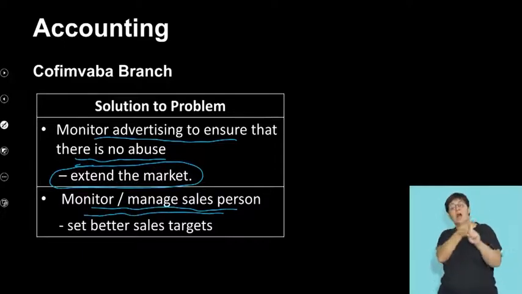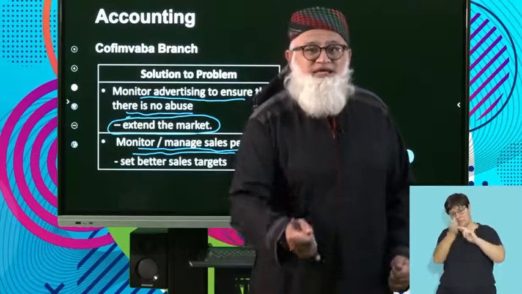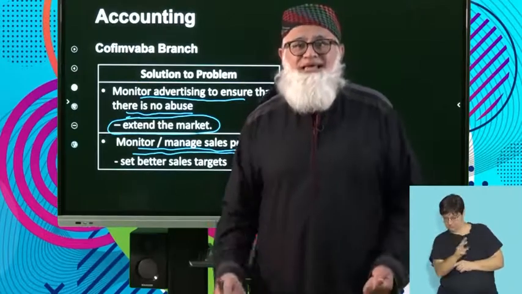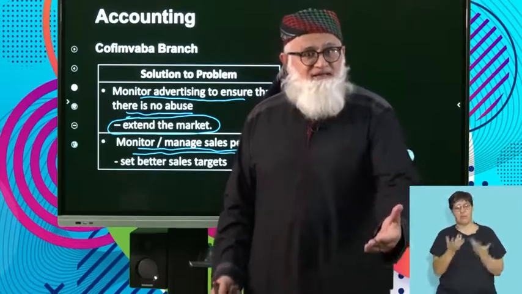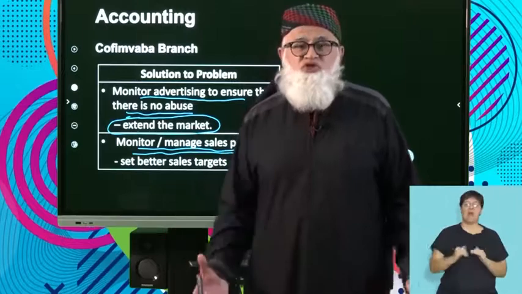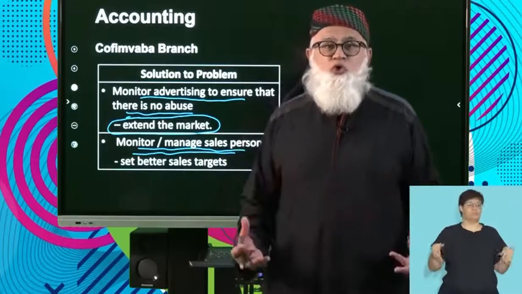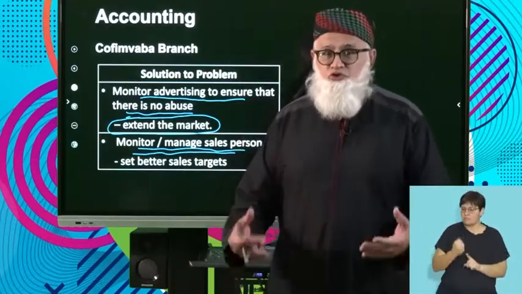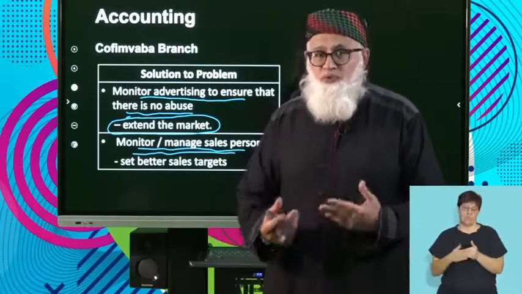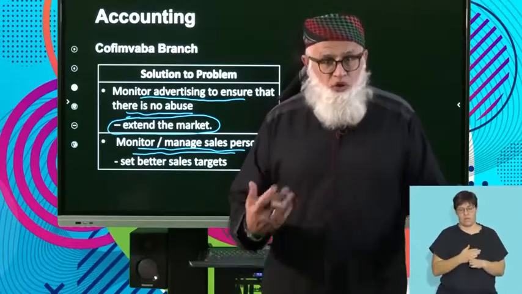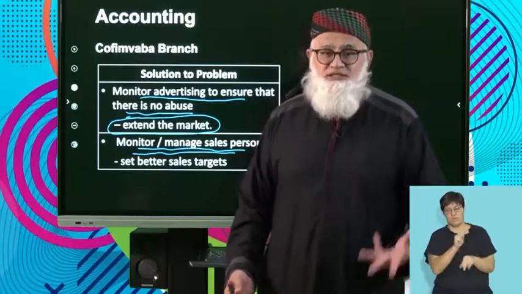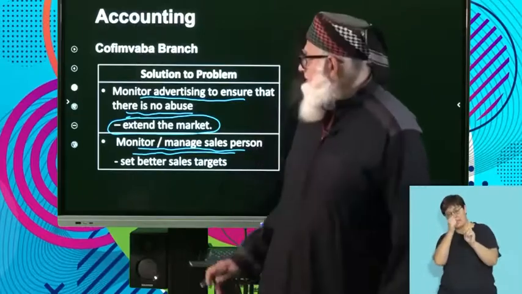This means, therefore, that you have to now monitor your salesperson, because clearly, because of the high salary, you're noticing that there are not enough units being sold. So clearly, you need to put strategies in place where you monitor the salesperson, and also you then set targets for the sales team.